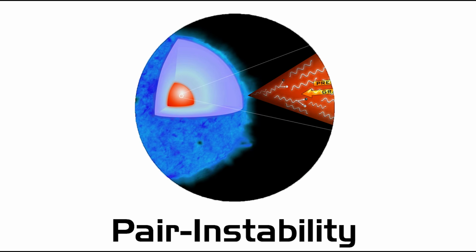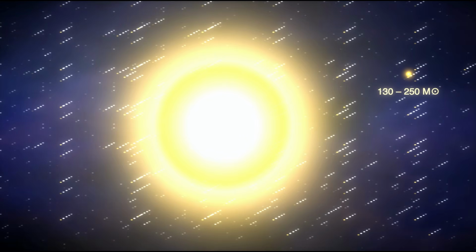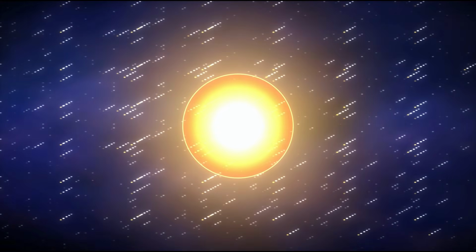Pair-Instability. The theoretical fate of the most massive stars in the universe. This type of supernova is thought to occur in stars with between 130 and 250 times the mass of our Sun. In the core of such a monster star, the temperature is so extreme that high-energy gamma rays can spontaneously turn into pairs of matter and antimatter.